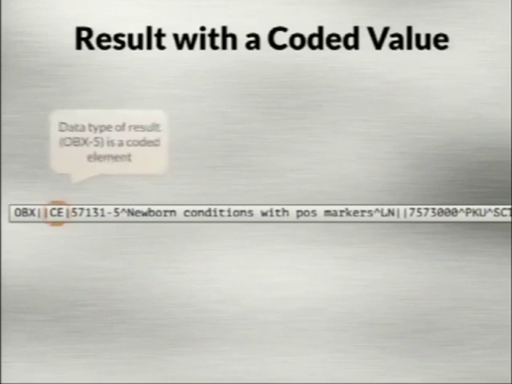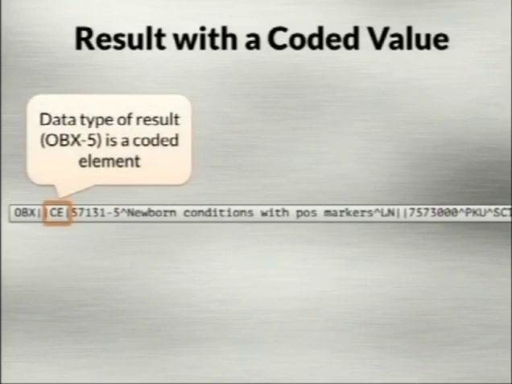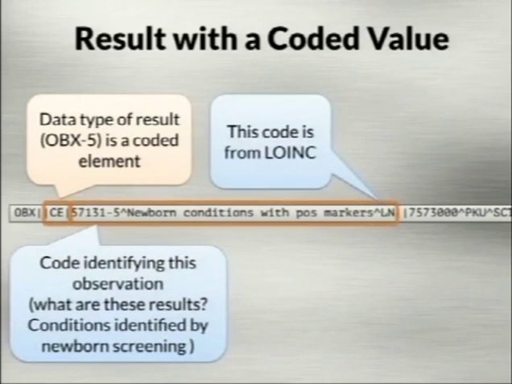And so here's an example of an OBX where the data type is CE, or coded element, which essentially means that if you look over in OBX5, where the result value is, that's supposed to be a code from another terminology. So here you see, I sort of stripped off some of the other parts of the message, but here you see a LOINC code for what this observation is. What is this? Well, this is an observation of conditions that were identified by newborn screening.